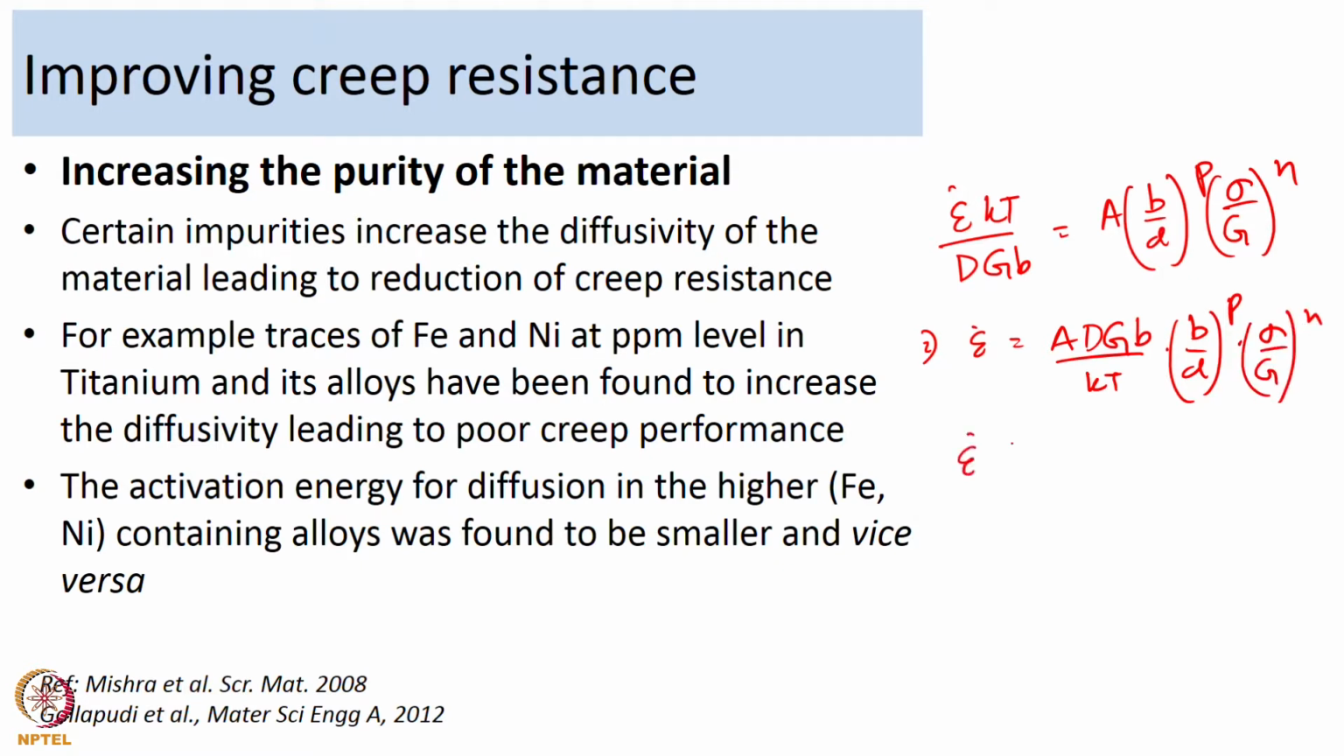So, epsilon dot is directly proportional to D, which is the diffusivity. So, if D increases, then the strain rate of deformation also increases. So, what has been observed is the presence of certain impurities.